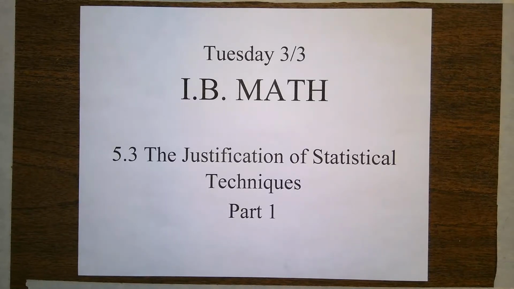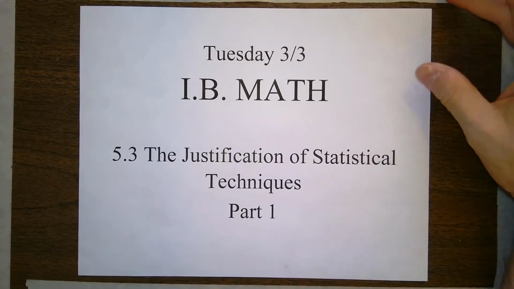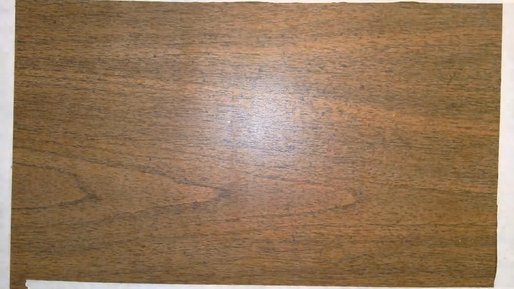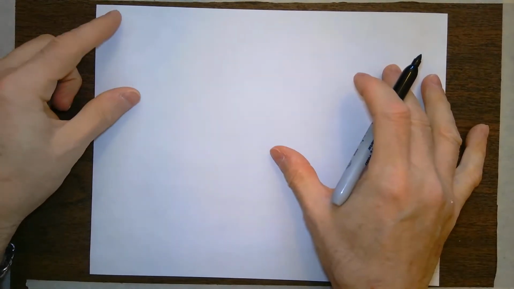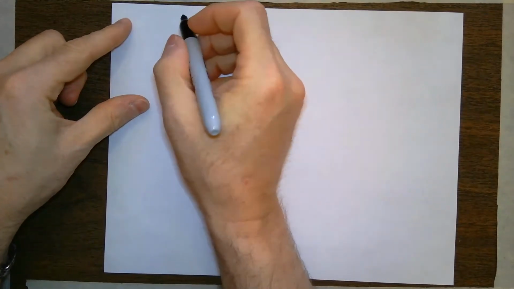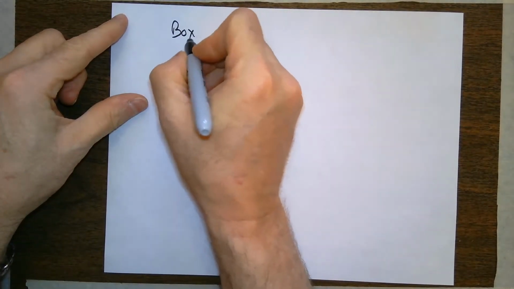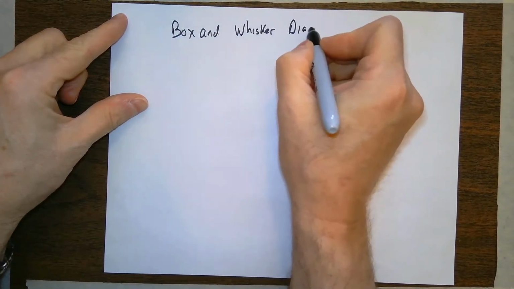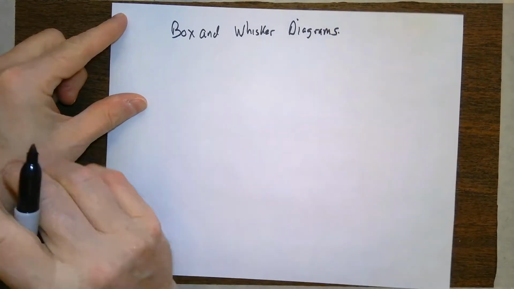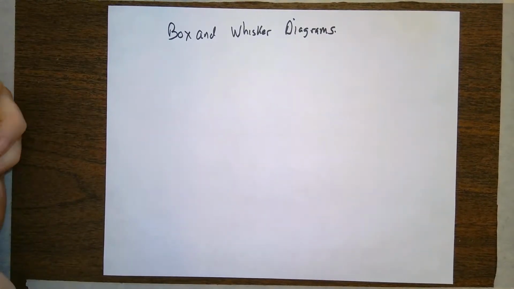So today we're going to talk about justification of the different statistical techniques. All right, here we go. Okay, so one of the first things that I want to talk about today is something that should be kind of familiar to us, the box and whisker diagrams. We've seen these lots of different ways, been seeing them from very early on, but they have a much more important application, as we'll see.